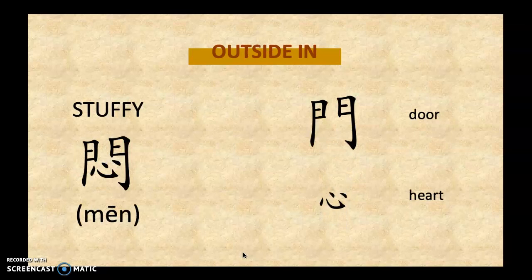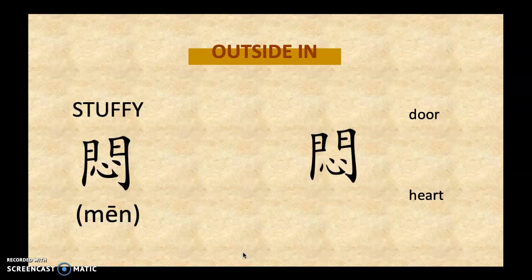And others are written from the outside in, like the word for stuffy, 闷, which has a heart within a door, symbolizing a person feeling muggy and trapped behind closed doors.